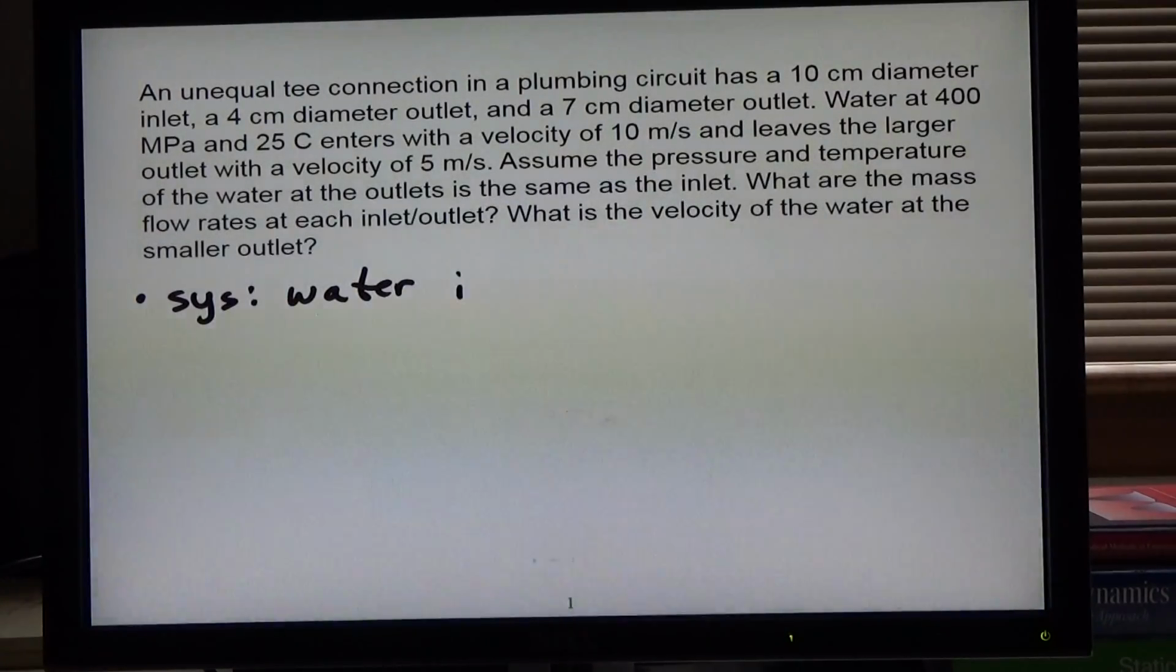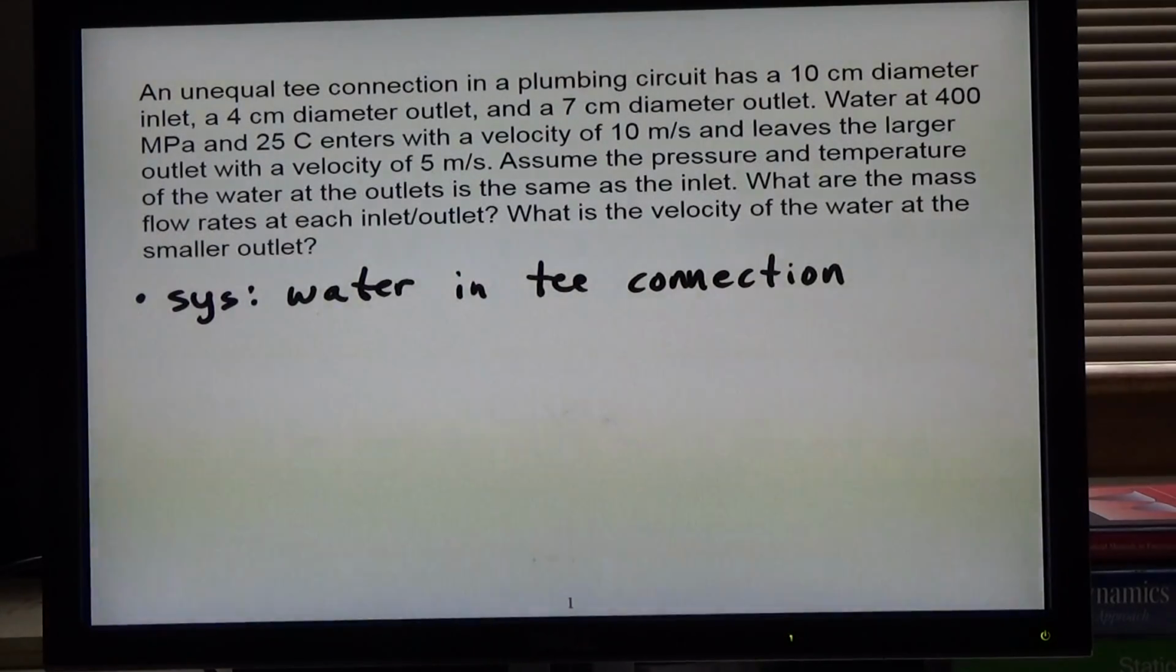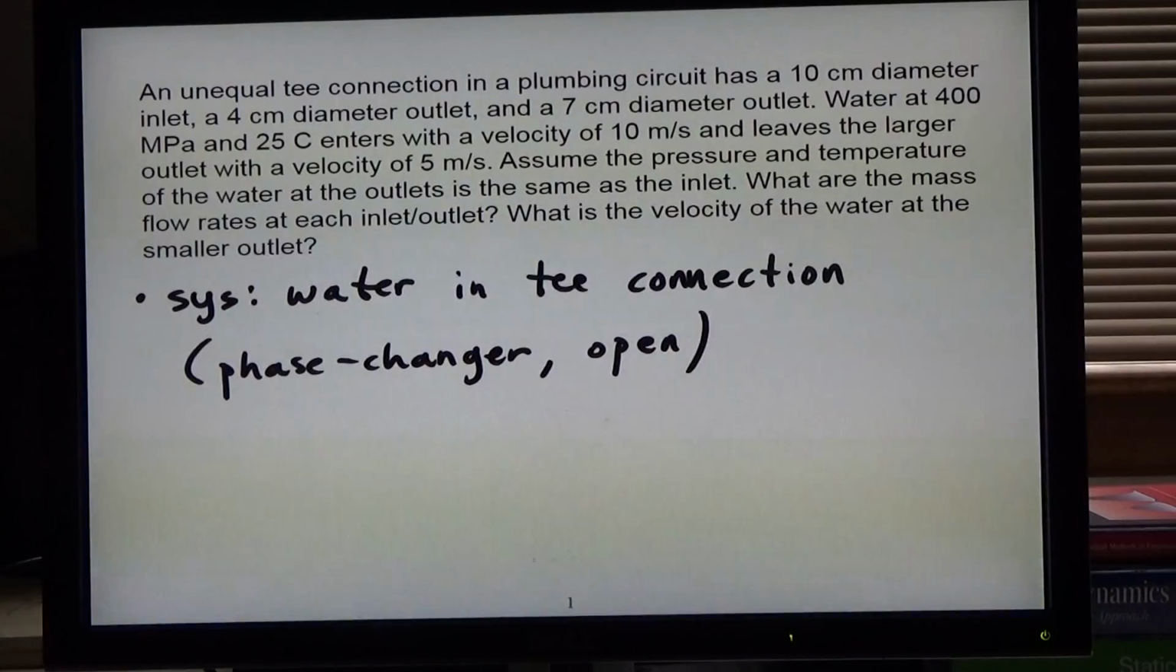And then we specify what type of device we have. In this case, we have water in a T connector. So we have water in a T connection, that's our system, and then we still classify the system. We classify water as a phase changer. And the T connection here is an open system. We have mass flow in and mass flow out, so now we're dealing with an open system.